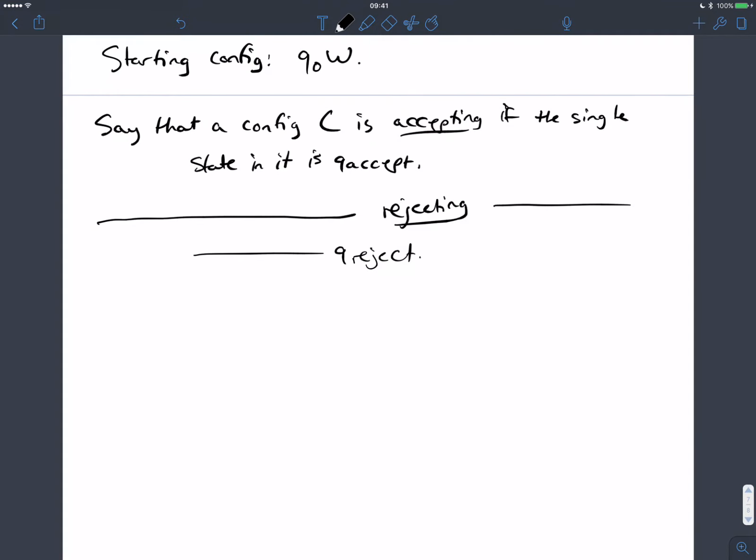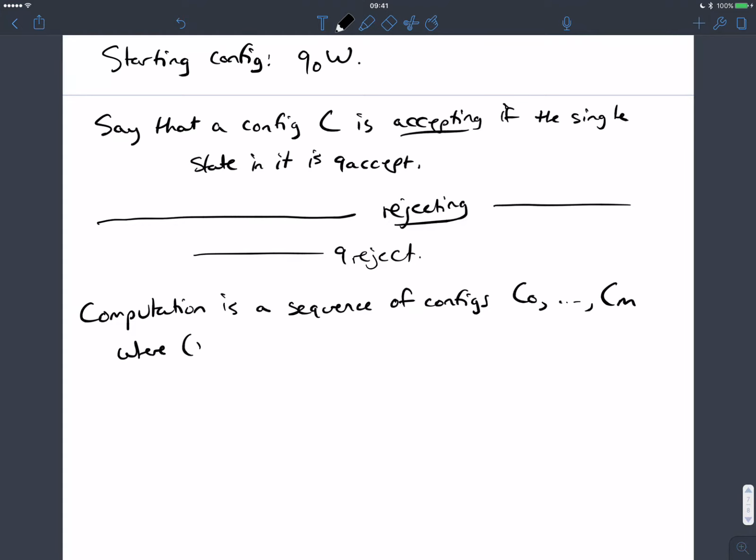Cool, so let's define a computation. Is a sequence, well, I don't know how long it is because I overwrite the input. So it's a sequence of configs, C0 up to CM, let's say, where C0 is the start config and CI yields CI plus 1 for all I.